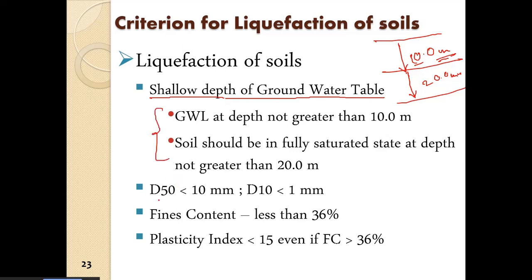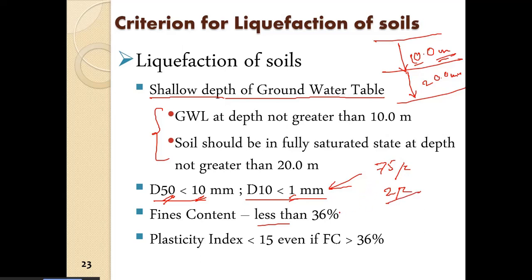Then we see the grain size. If the 50% finer is less than 10 mm and 10% finer is less than 1 mm, there is chance of liquefaction. So that is one criterion for the grain size analysis. Then the fine contents. If it is less than 36%, fine contents means 75 micron, which we use. Actually, here fine contents means the clay size, 2 micron, I think.